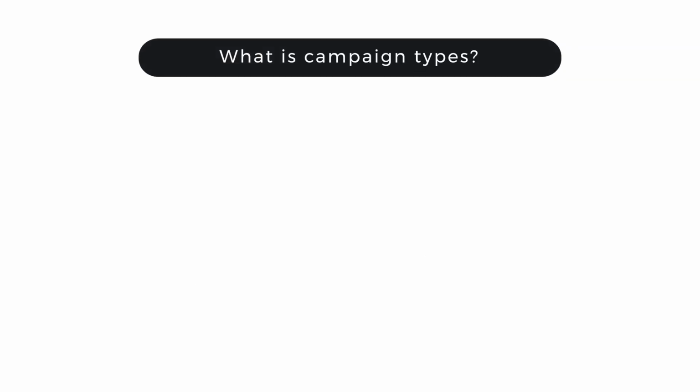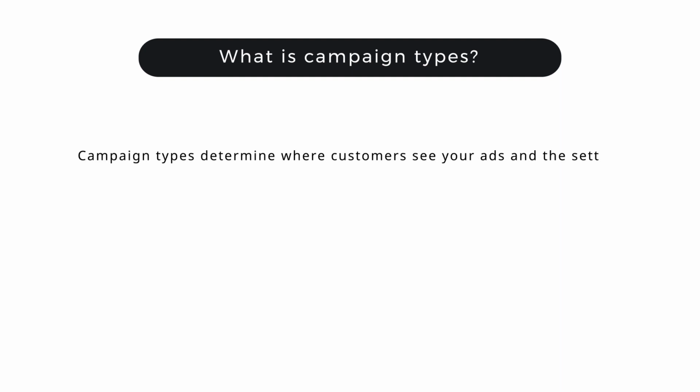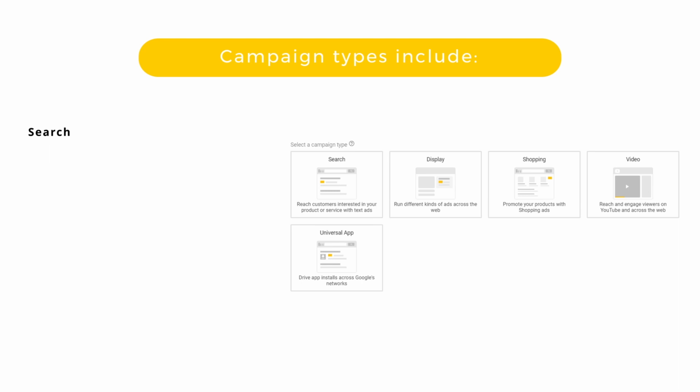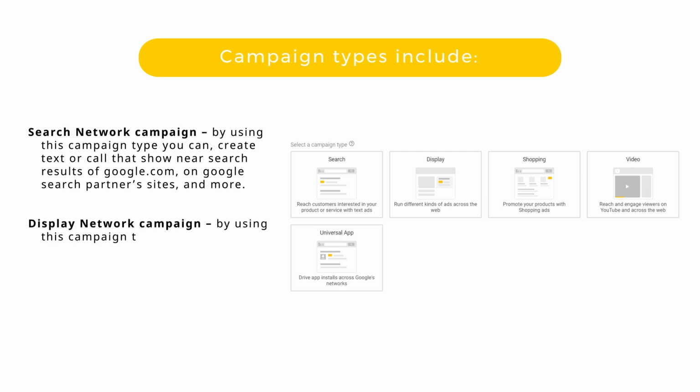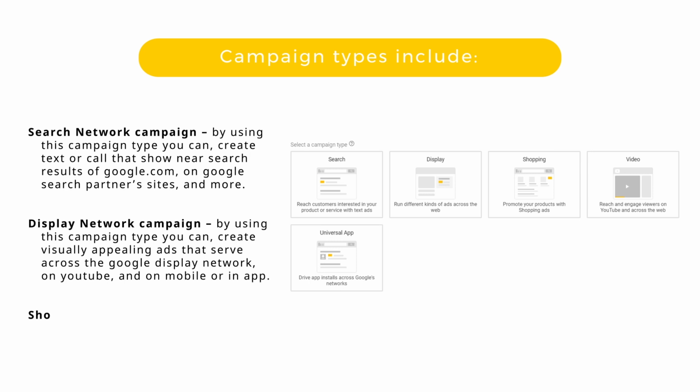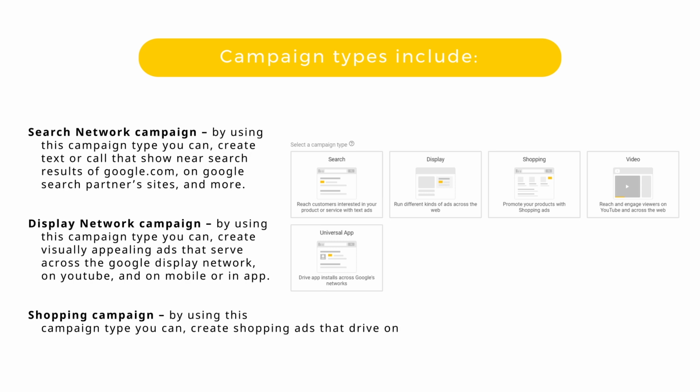What is campaign types? Campaign types determine where customers see your ads and the settings and options available to you. Campaign types include search network campaign. By using this campaign type you can create text or call ads that show near search results of Google.com, on Google search partners sites, and more. Display network campaign. By using this campaign type you can create visually appealing ads that serve across the Google Display Network, on YouTube, and on mobile or in-app.